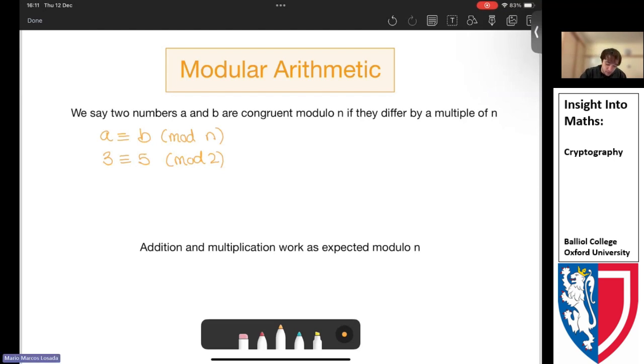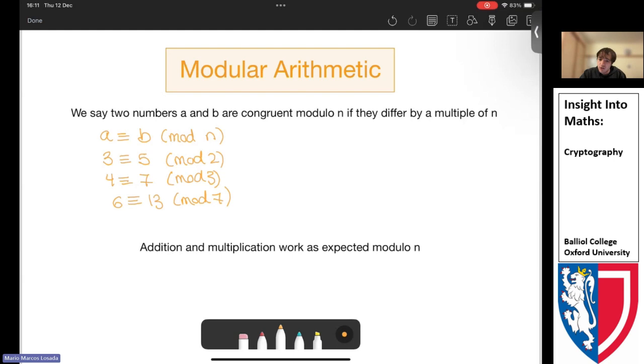All right, yeah. So here are some more examples. We can say 4 is congruent to 7 mod 3 because they differ by a multiple of 3. And 6 is congruent to 13 mod 7, because they differ by a multiple of 7.